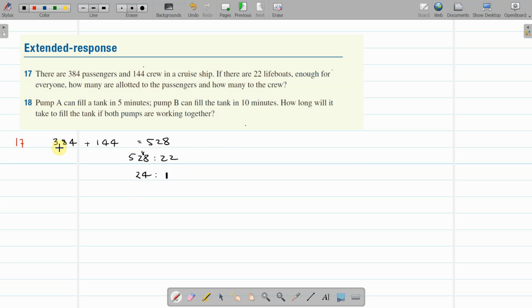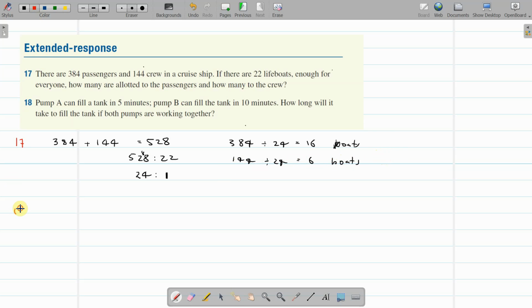So now we can split up these into lots of 24. So 384 divided by 24, that is 16. So passengers get 16 boats. And what's 144 divided by 24? It's 6. So 6 boats for the crew.